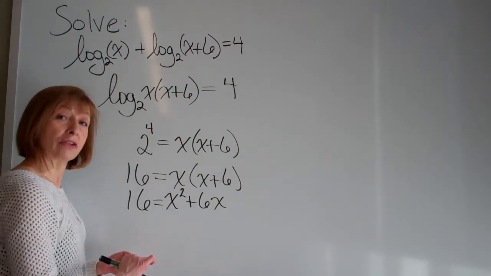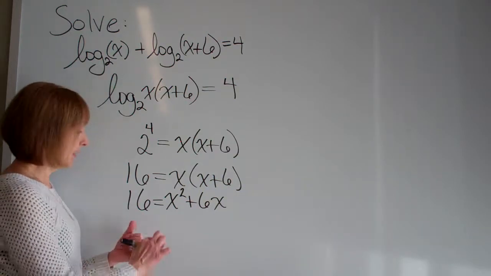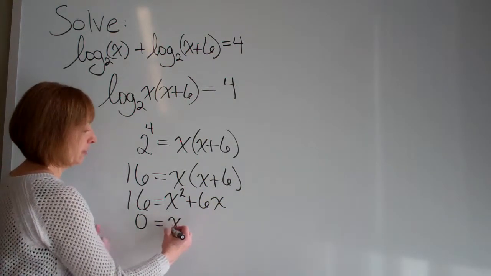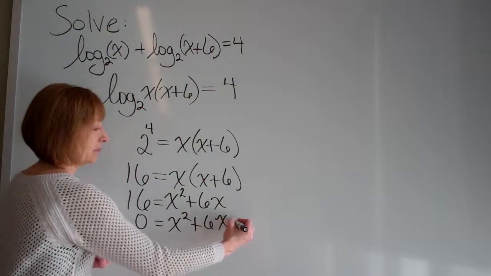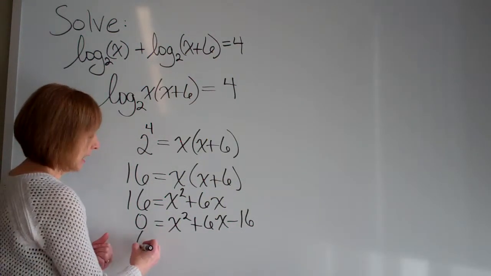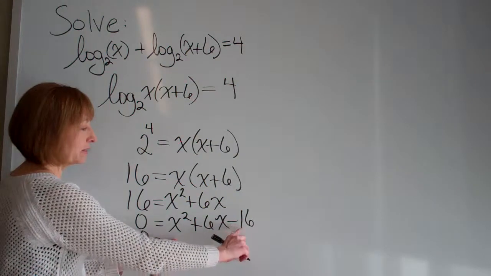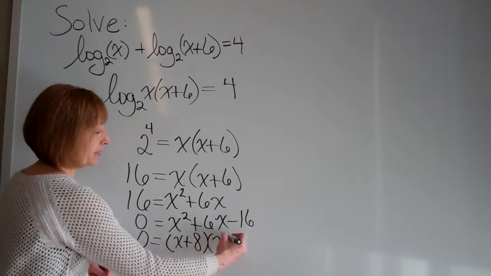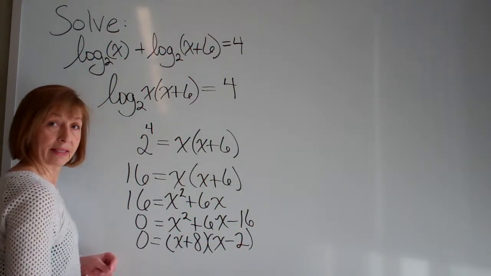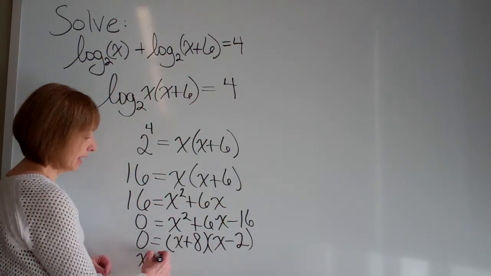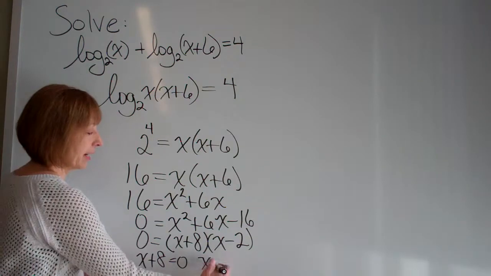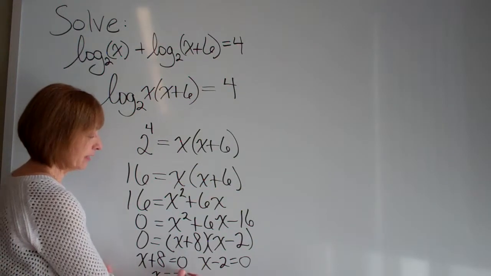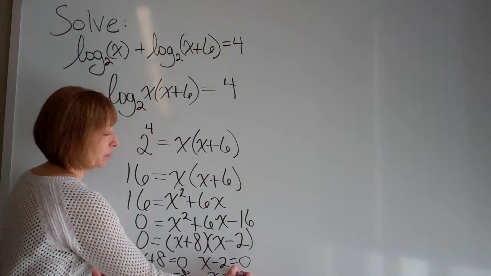Let's go ahead and try to see if we can solve it by factoring. Now, to solve it by factoring, we need to make sure that we get 0 on one side. So we'll subtract 16 from both sides and get 0 is equal to x squared plus 6x minus 16. Now we see that x squared plus 6x minus 16 factors as x plus 8 times x minus 2. Setting each of these factors equal to 0, x plus 8 equals 0, or x minus 2 is equal to 0. And then solving for x, we see that x equals negative 8 or x equals 2.